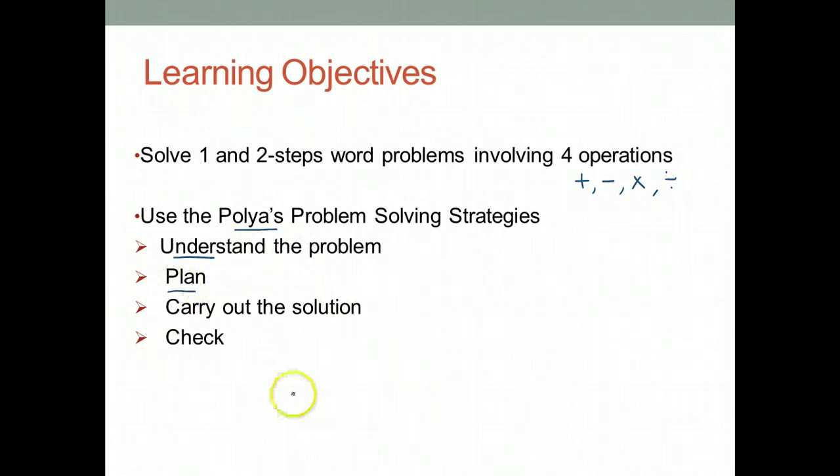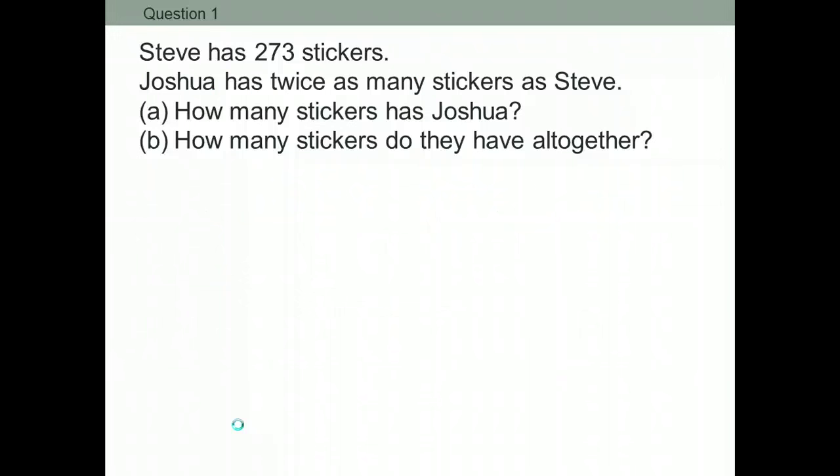When we plan the word problem, we are looking at strategies, for example, drawing of models to help us see and visualize the word problem. Next, we carry out the solution by showing the method and the steps and writing the mathematical sentence. Lastly, we check for accuracy and check that our answer is reasonable through working backwards. Are we ready? Let's look at question 1.